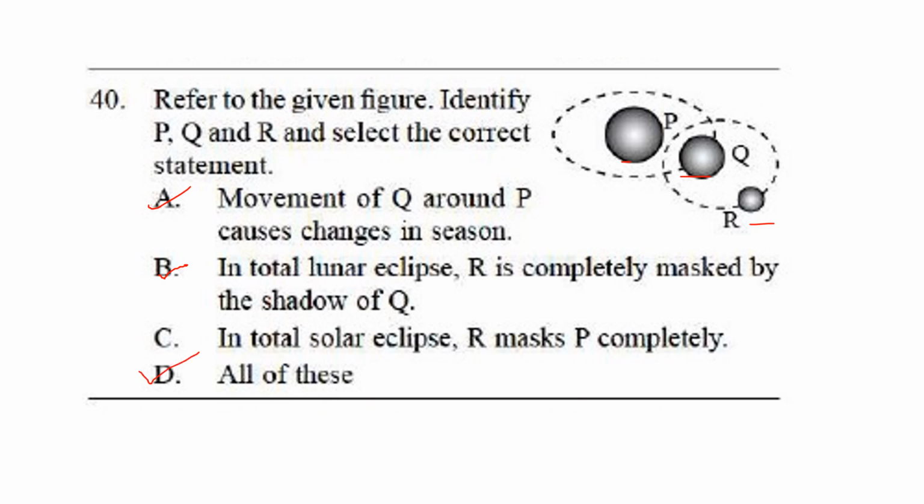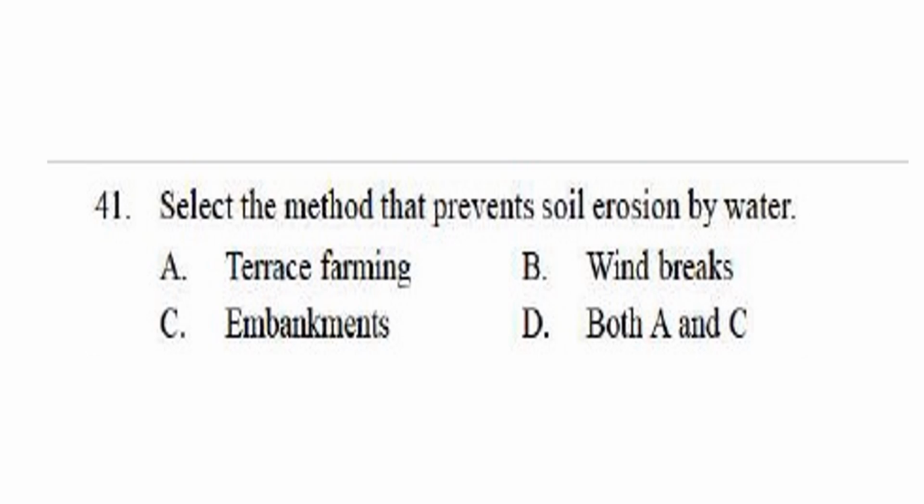All of these. Question number 41. Select the method that prevents soil erosion by water. Option A, terrace farming. B, wind breaks. C, embankments. D, both A and C. And the right answer is option D, both A and C.